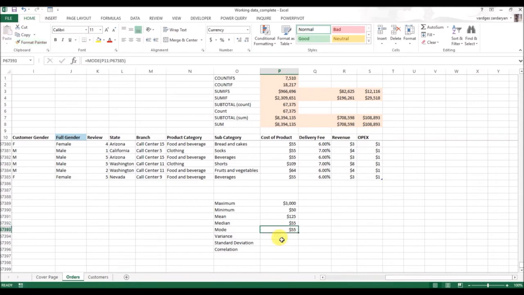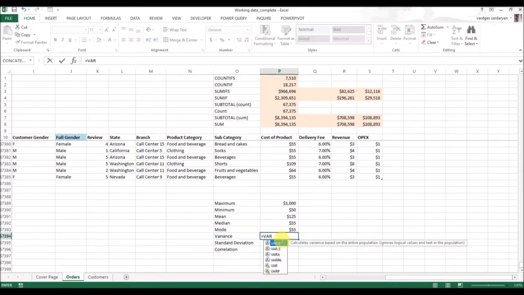Let's change the format. Now, the next two measures, variance and standard deviation, are for showing the average distance of the values in your set from the average value of the set. Let's calculate the variance by the VAR.P function. Let's select this one because we are calculating the measures for our whole data, not for a specific sample. Fill the range.